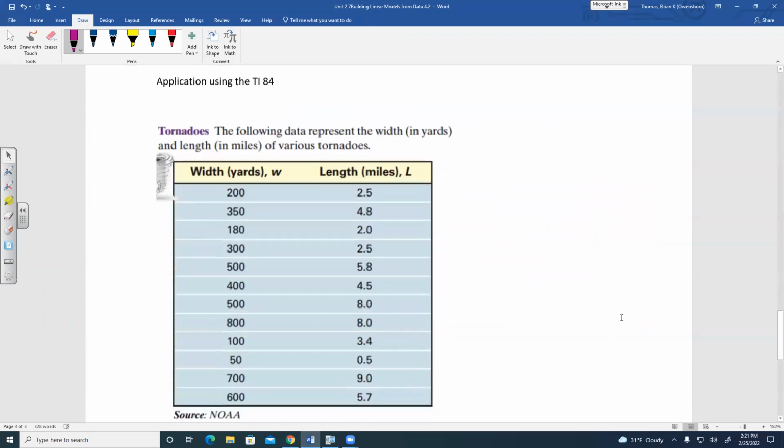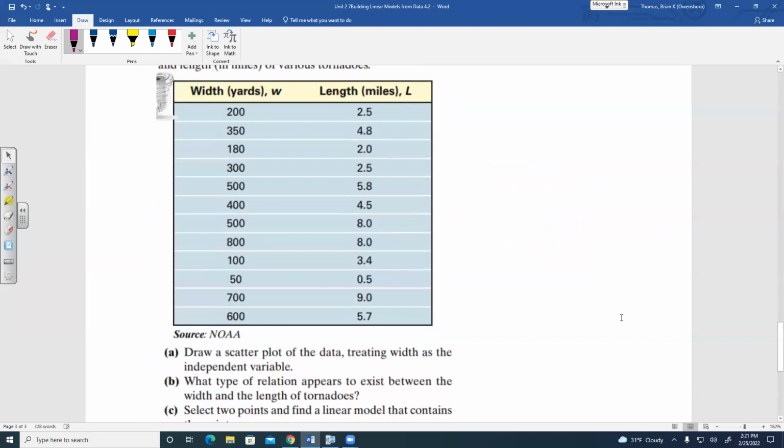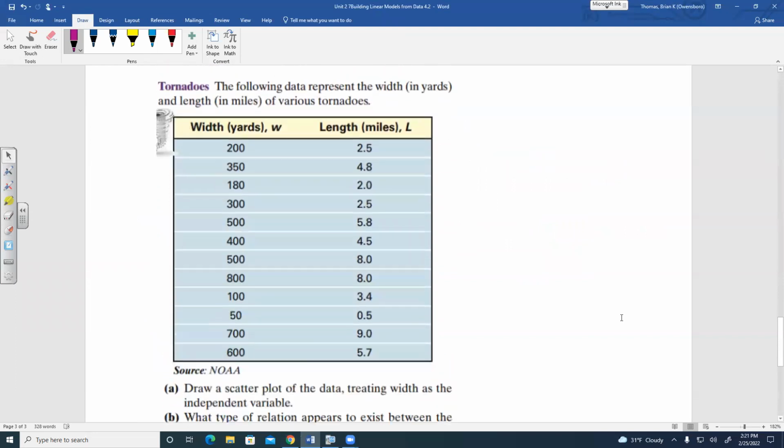You know, what else do we have here? Oh, we got an application. What in the world do we have to do here? Okay, so let's draw a scatter plot, treating the width as the independent variable. Independent variable is the same thing as our X values, and the length is going to be our Y values.